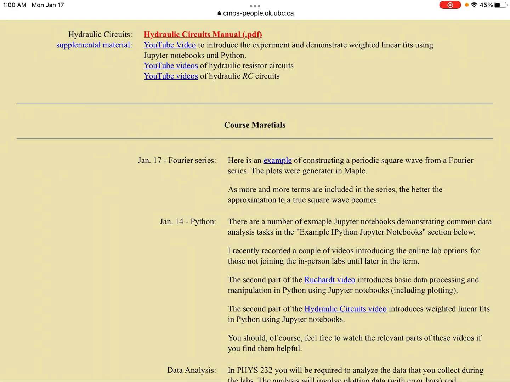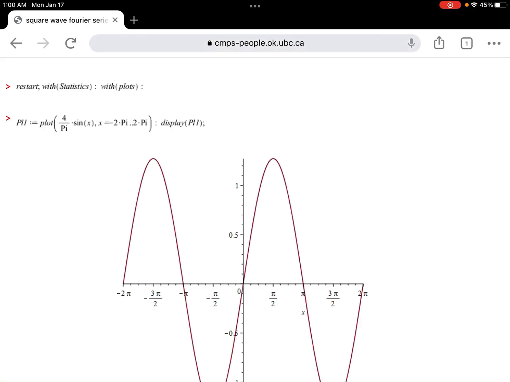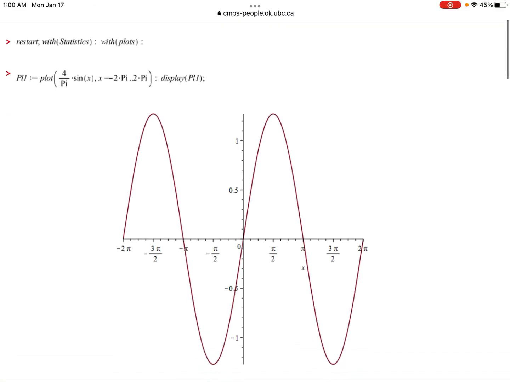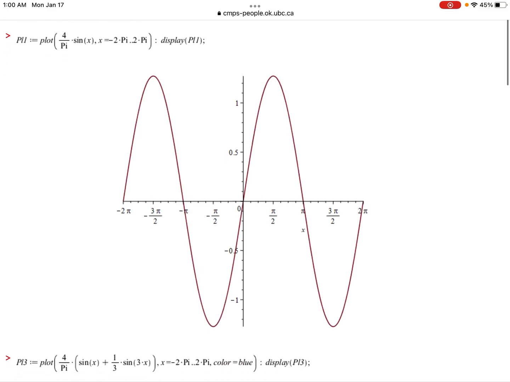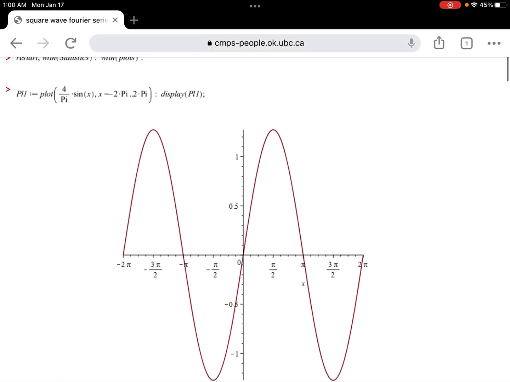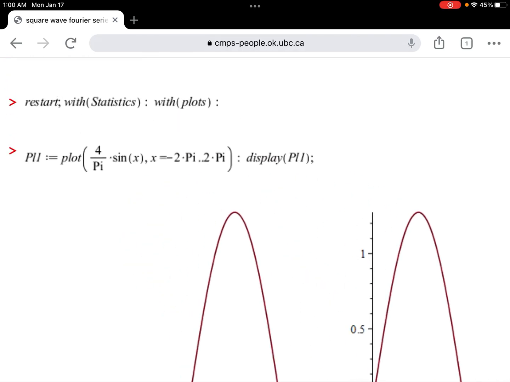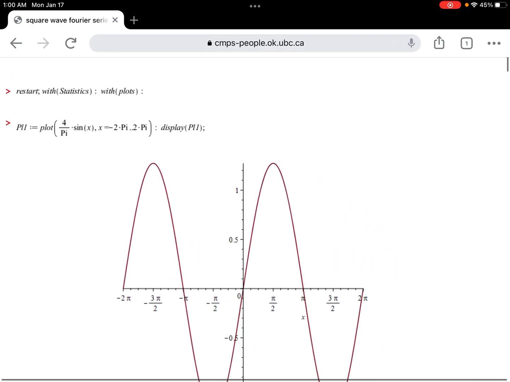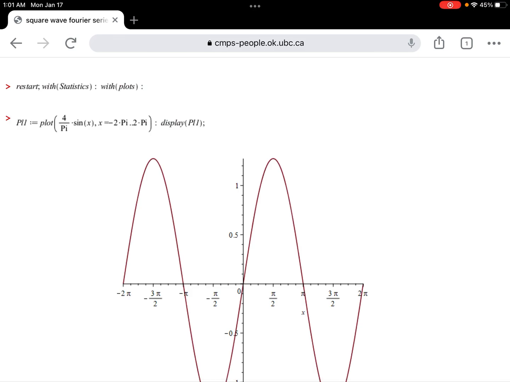Okay, so these plots were made in Maple, and what you can see is that we have a coefficient of 4 over pi right here, and then times sine x. So this is keeping just a single term in the Fourier series. And of course, that just looks like a sine wave. It doesn't look like a square wave at all.